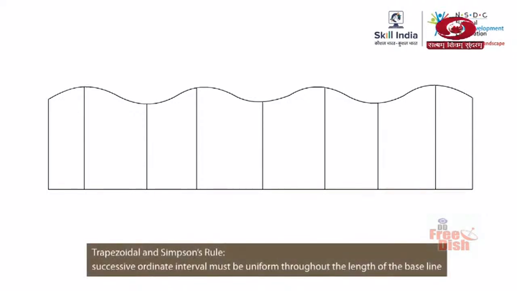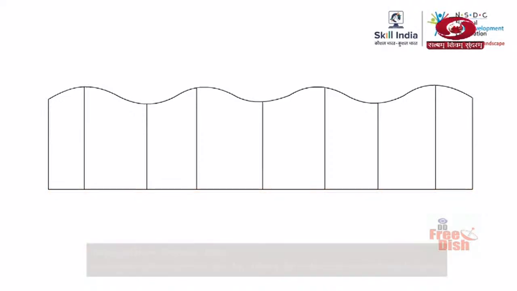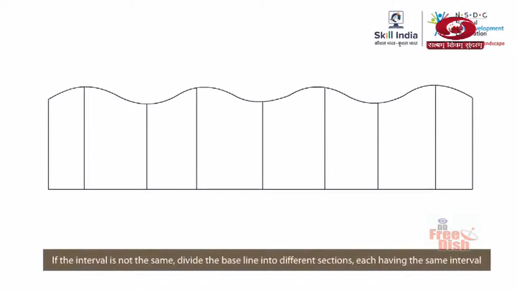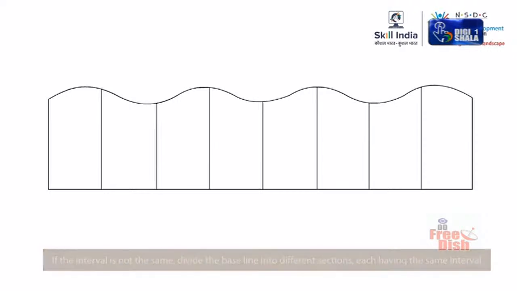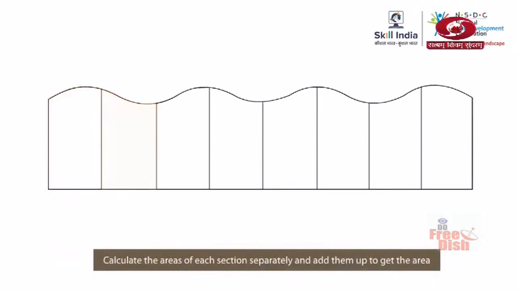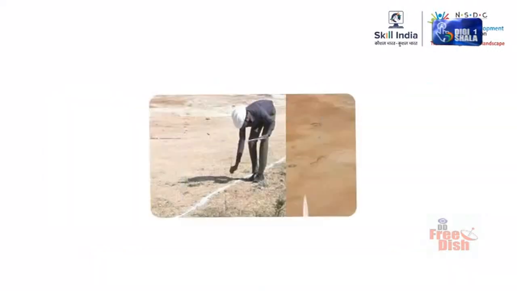If trapezoidal and Simpson's rule are to be applied, then note that the interval between successive ordinates must be uniform throughout the length of the baseline. If the interval is not the same, divide the baseline into different sections, each having the same interval. Calculate the areas of each section separately and add them up to get the required area.